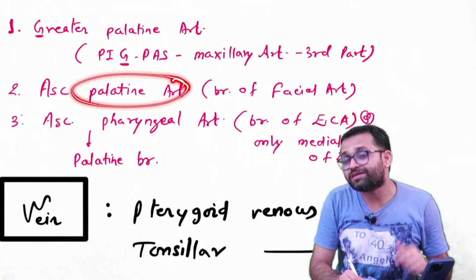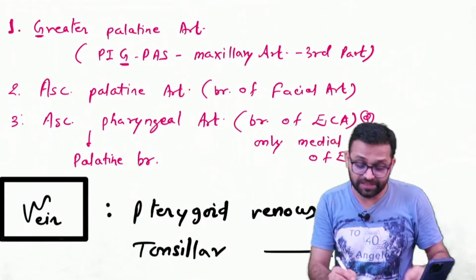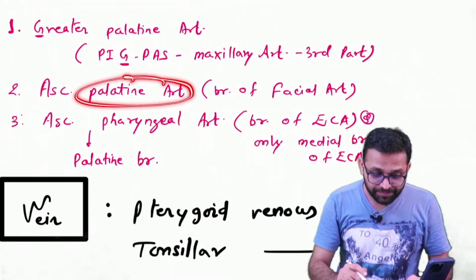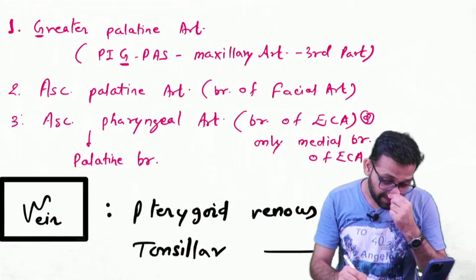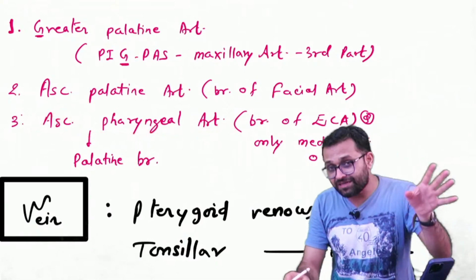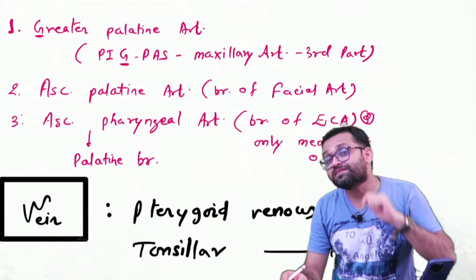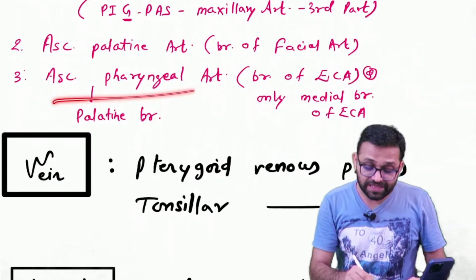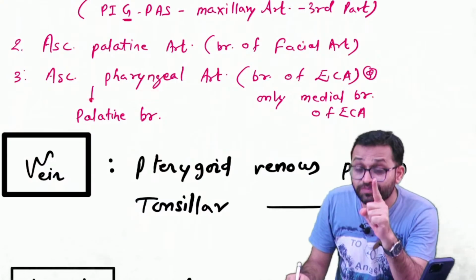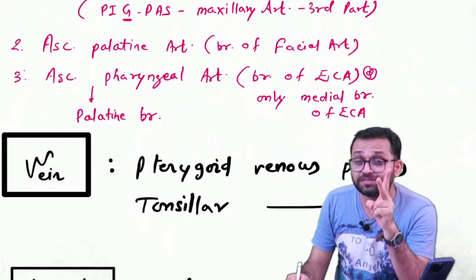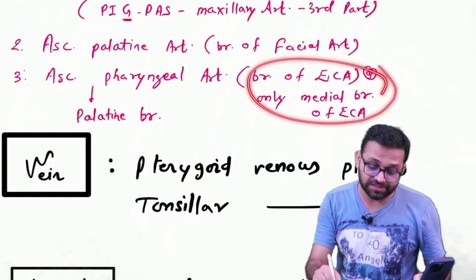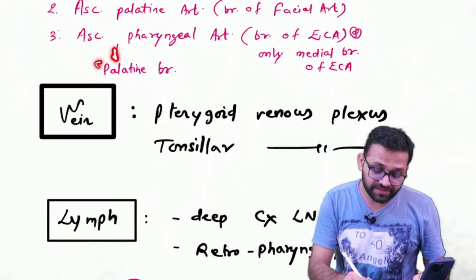Now, one palatine artery is ascending upward. It is a branch of the facial artery. As the name says, palatine artery. Now, the ascending pharyngeal artery. As the name suggests, it ascends and supplies the pharynx. It is a branch of the external carotid artery. Do you remember, the ascending pharyngeal artery is the smallest branch, the first branch and the only median branch of the external carotid artery. Now see, it gives the palatine branch.